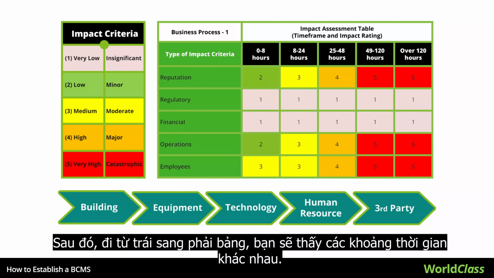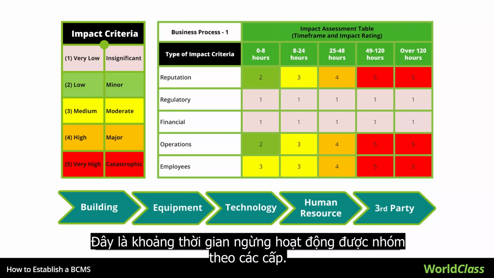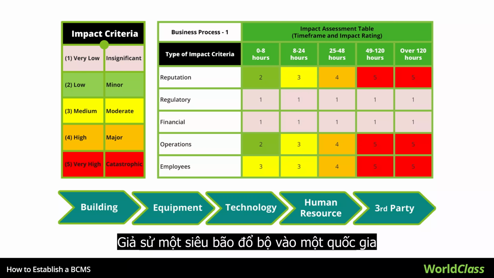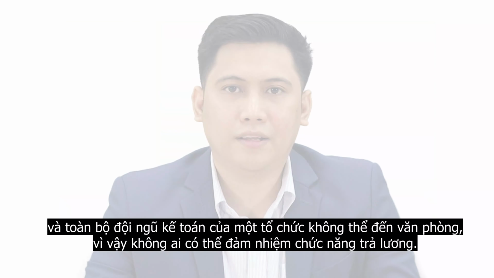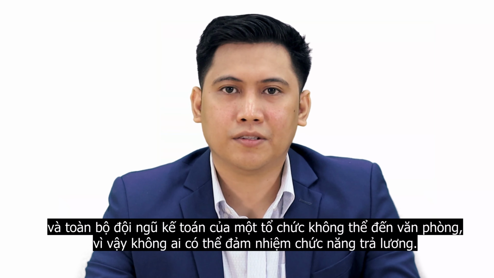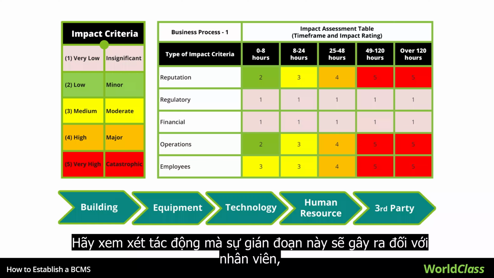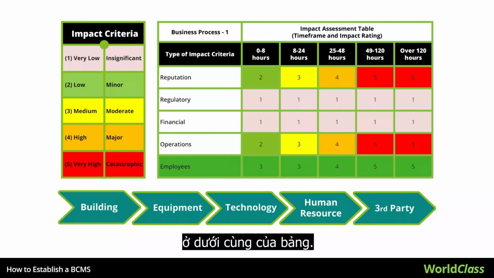Then moving from left to right on the table, you'll see different time periods. These are the duration of downtimes that are grouped in tiers. So let's say a super typhoon hits the country, and an organization's entire accounting team can't make it to the office, so no one can handle the payroll function. Let's zero in on the impact that this disruption will have on employees at the bottom of the table.